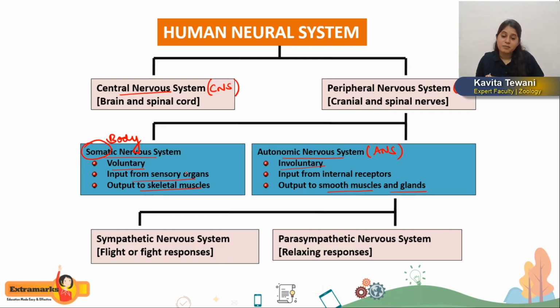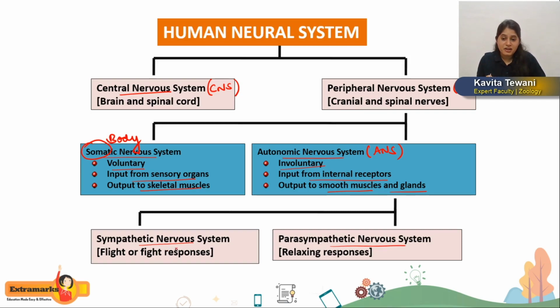And input is coming from sensory organs. I hope everybody knows your sensory organs, your eyes, ears, nose, and input from internal receptors in case of ANS. Now again, ANS is subdivided into two major categories, sympathetic nervous system and parasympathetic nervous system.